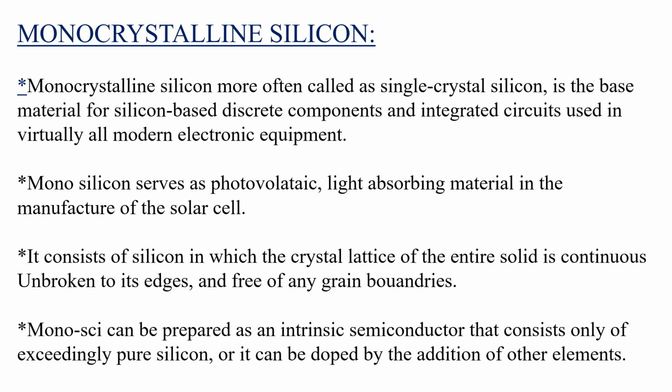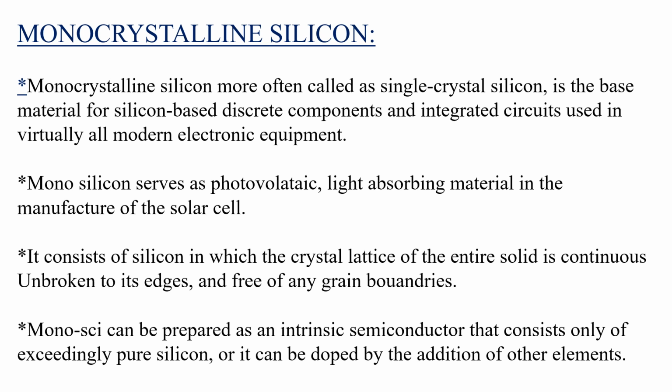It consists of silicon in which the crystal lattice of the entire solid is continuous, unbroken to its edges, and free of any grain boundaries, that is, single crystals. Monosilicon can be prepared as an intrinsic semiconductor that consists only of exceedingly pure silicon, or it can be doped by the addition of other elements such as boron or phosphorus to make p-type or n-type silicon.